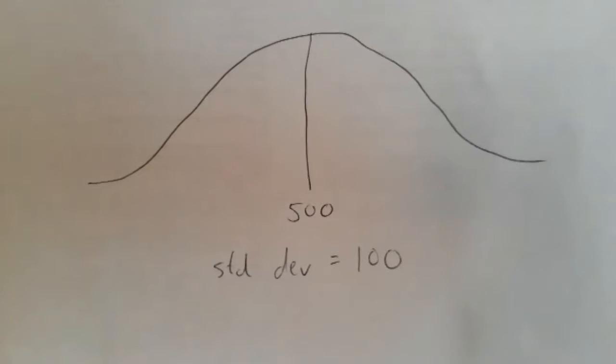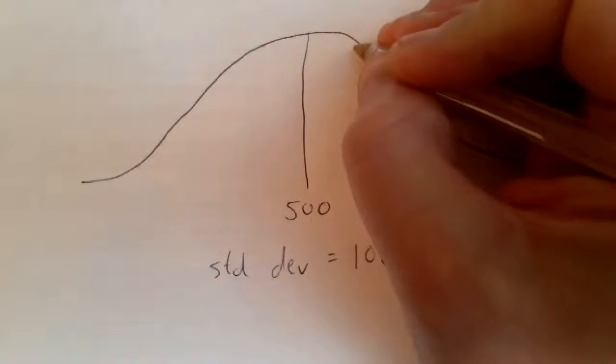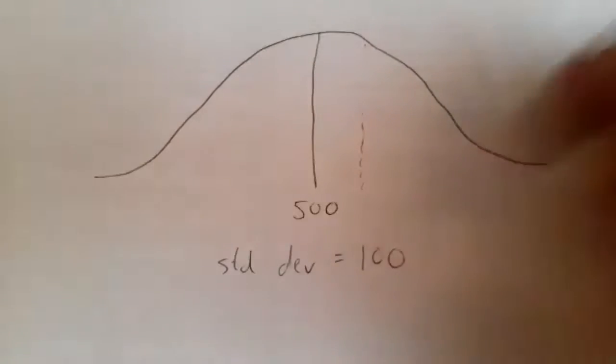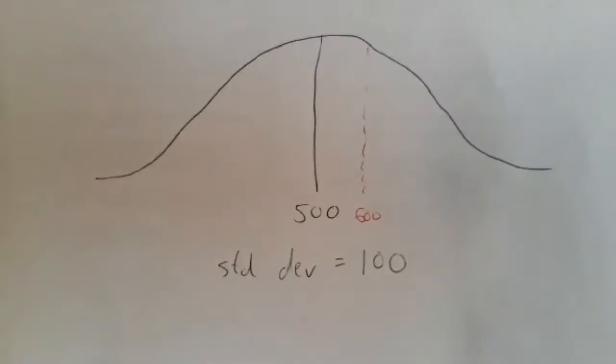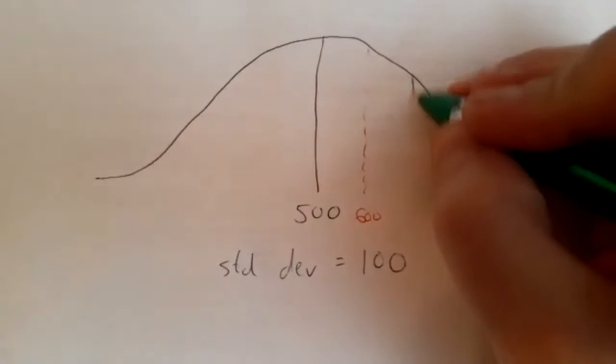Oh, you can add those in if you want. Oh, okay. All right, so go ahead and add your standard deviation. You got 600. You got 700.